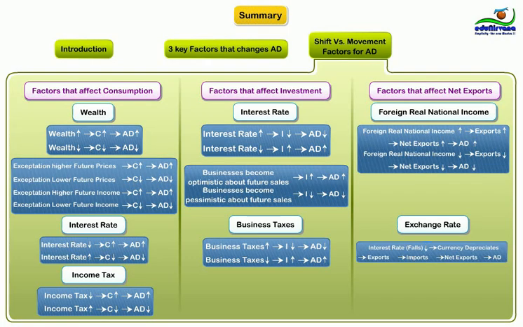Exchange rate. Interest rate falls. Currency depreciates. Exports increase. Imports decrease. Net exports increase. Aggregate demand increases. Interest rate rises. Currency appreciates. Exports decrease and imports increase. Net exports decrease. Aggregate demand decreases.